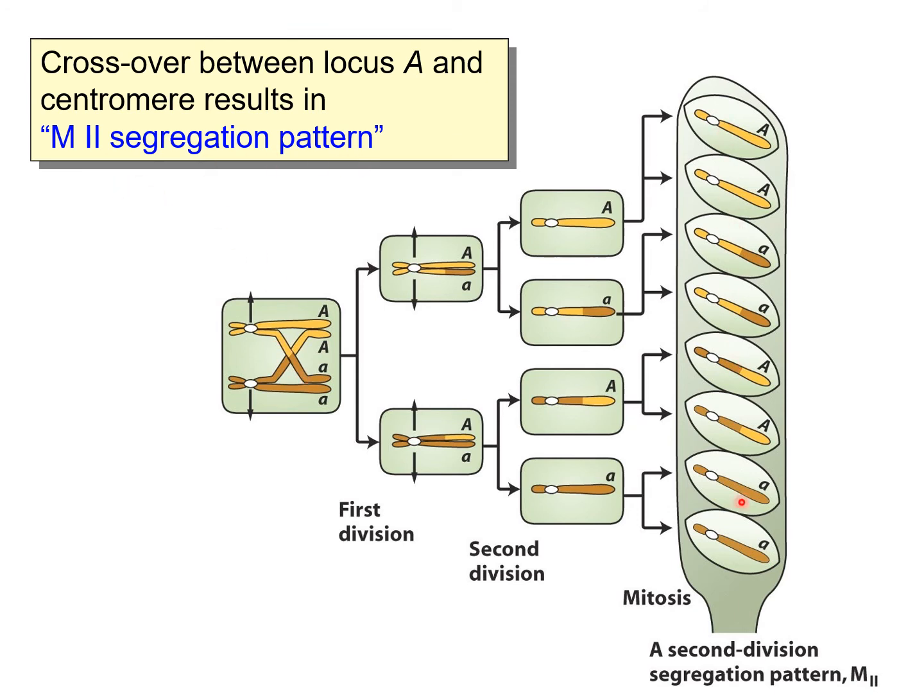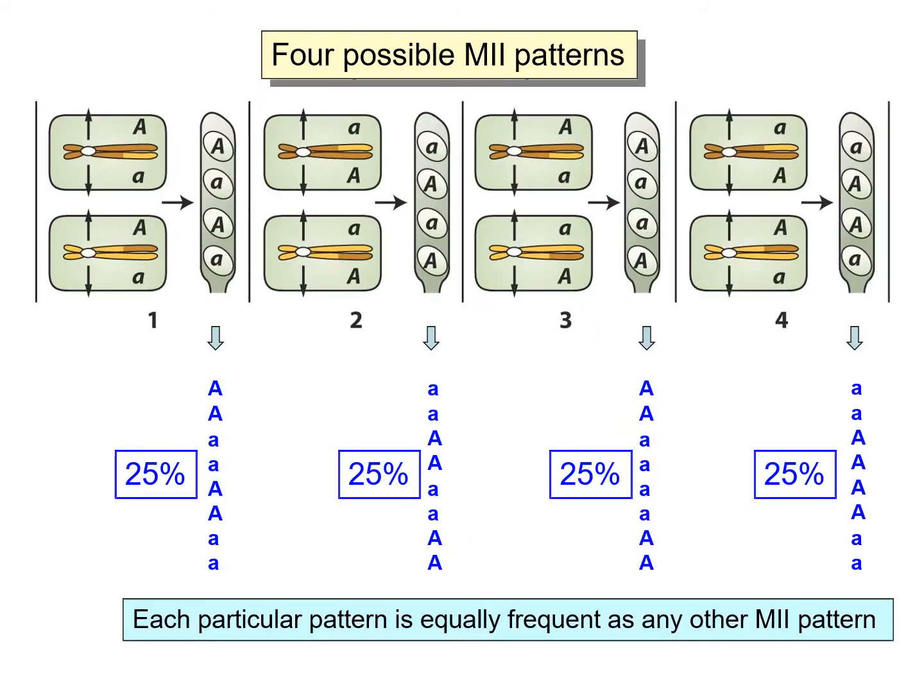And here if you look at the ascospore arrangement, you can see capital A followed by small a, again capital A, small a. This is the second division segregation pattern. Here you will find 2 2, whereas in the previous case it was 4. All these patterns are formed because of crossover between these homologous chromosomes.